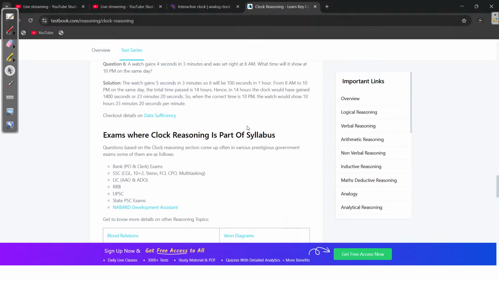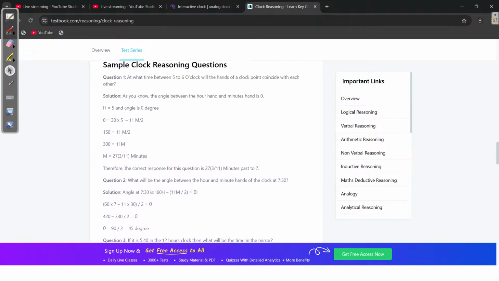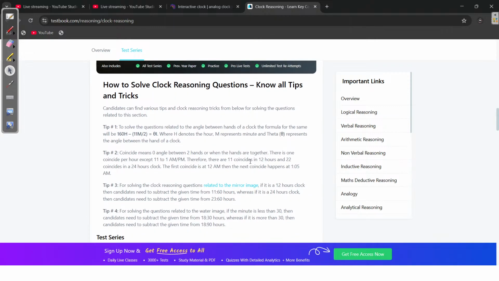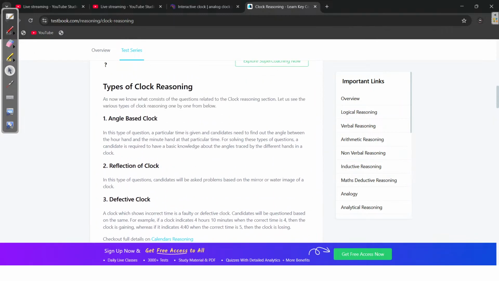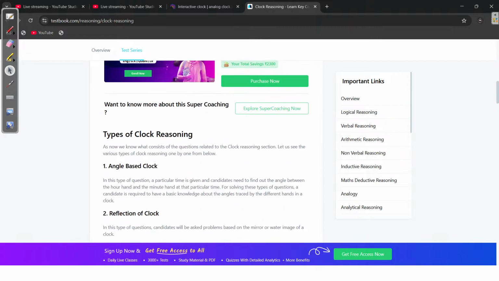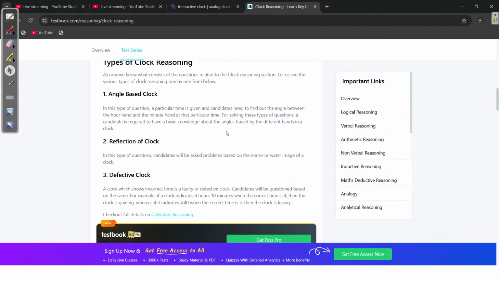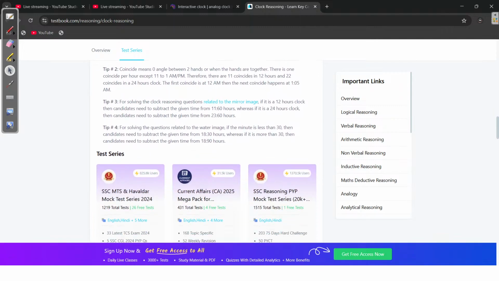Where are the problems here? Problem. So they are not giving angle between problems here. Where is it? Just let me see some problems here. Where is the question? Angle based questions here.